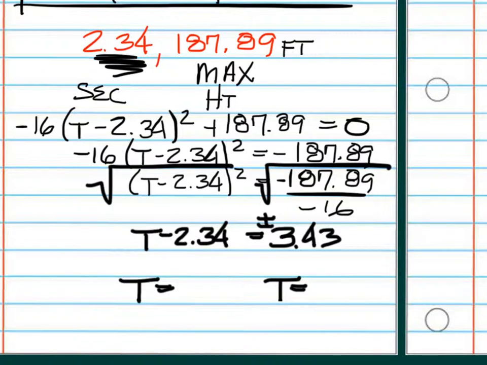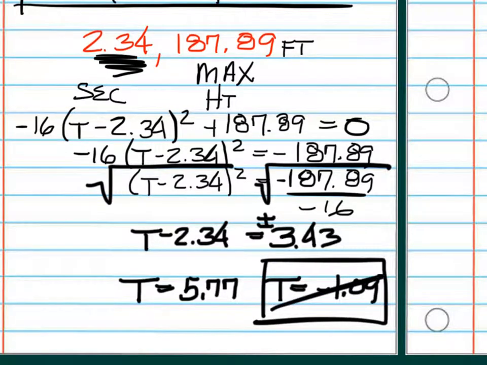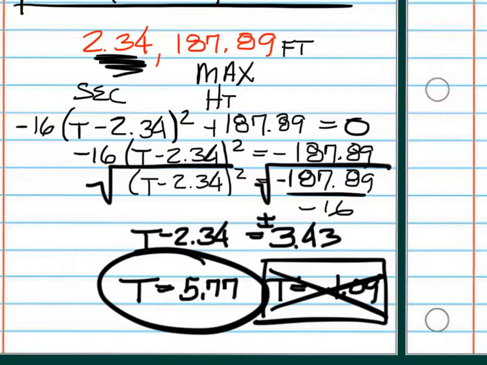If you're going to solve it with a positive 3.43, you're going to do 3.43 and add 2.34 and come up with 5.77. If you do it with a negative 3.43 and take away, or add actually, 2.34, then you get negative 1.09. The time it took the ball to hit the ground is going to have to be positive, so that one is out. 5.77 seconds for the ball to hit the ground.